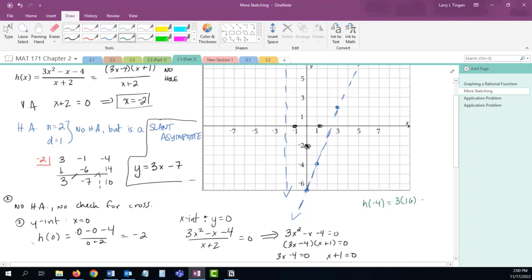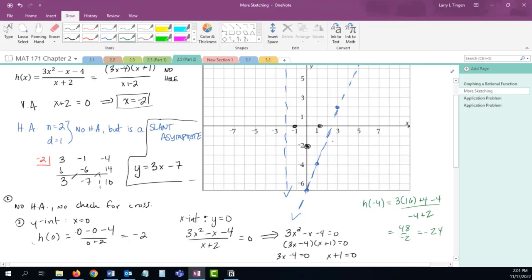Negative 4 squared is 16. Minus negative 4 is plus 4, over negative 4 plus 2. That's a 48. That's not going to be on the graph, is it? 48 plus 4 minus 4 is 48. Negative 4 plus 2 is negative 2. So that's negative 24. So where am I at least? I'm at negative 4. I'm way down here.